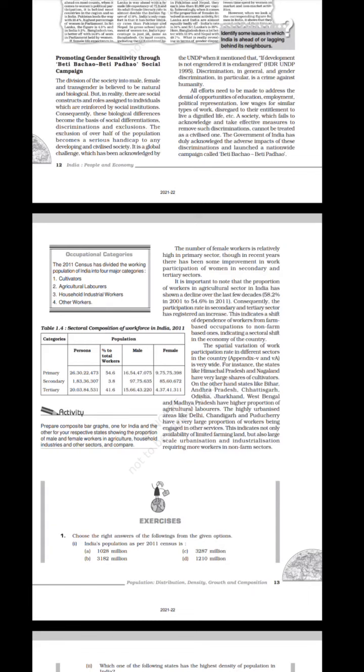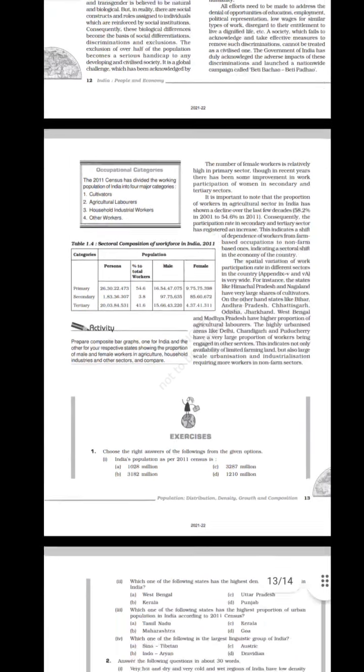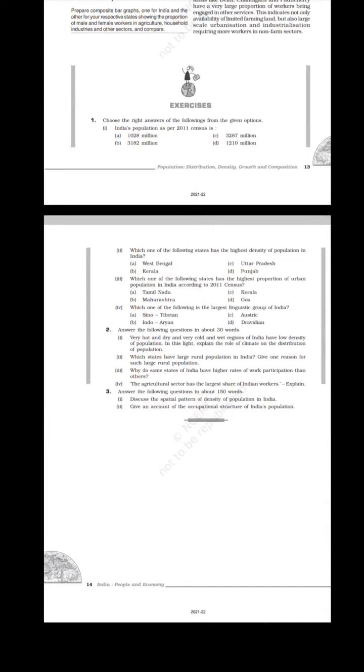Exercises. Choose the right answer of the following from the given options. India's population as per the 2011 census is: 1028 million, 3182 million, 3287 million, 1210 million. Which one of the following states has the highest density of population in India? West Bengal, Uttar Pradesh, Kerala, Punjab. Which one of the following states has the highest proportion of urban population in India according to the 2011 census? Tamil Nadu, Maharashtra, Kerala, Goa. Which one of the following is the largest linguistic group of India? Sino-Tibetan, Indo-Aryan, Austric, Dravidian.